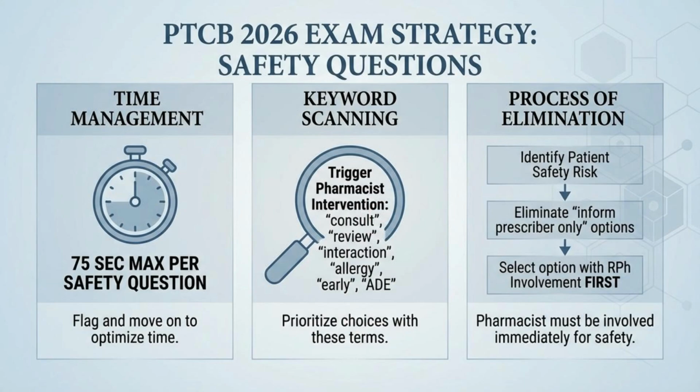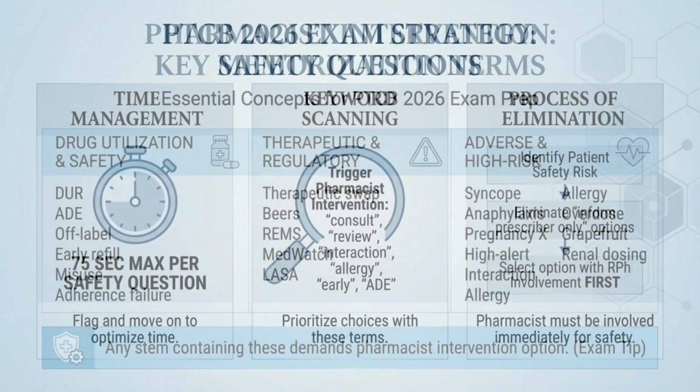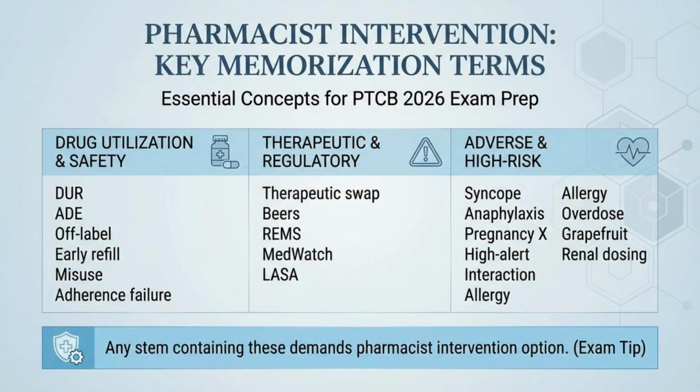For safety questions, spend a maximum of 75 seconds. Keyword scanning for terms like consult or interaction will help prioritize choices. Always select the option that involves the pharmacist first for patient safety. Key memorization terms for the exam include DUR, ADE, syncope, and interaction. Any question stem containing these terms demands the pharmacist intervention option.